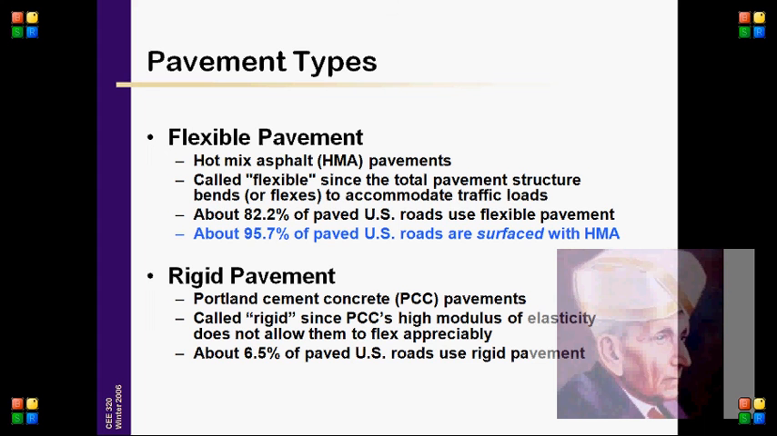Environment: temperature extremes, frost action, frost heave or weakening. Pavement types. Flexible pavement: hot mix asphalt, HMA. Pavements are called flexible since the total pavement structure bends, or flexes, to accommodate traffic loads. About 82.2% of paved U.S. roads use flexible pavement. About 95.7% of paved U.S. roads are surfaced with HMA.